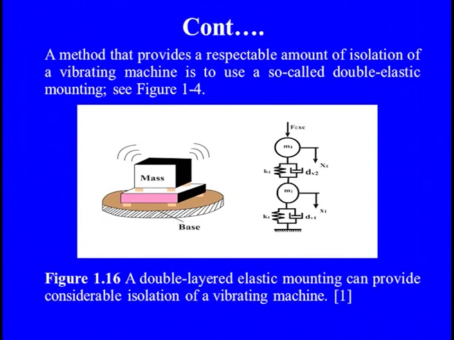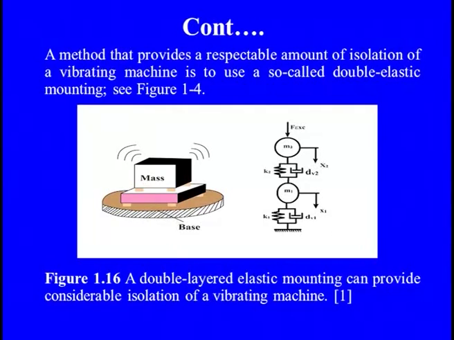Now we would like to apply this concept to a real application. In this example on your screen, a machine is mounted on an elastic foundation. This elastic foundation is not only providing support, but at the same time it is a kind of isolator to prevent the vibration transmission to the ground.